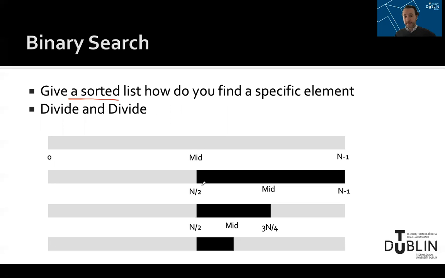And so you split, for example, the right side. You only have half the list now. And then you go, okay, let's find the midpoint of this half list and see if my number is in that part. And you keep on narrowing down further and further. Divide and divide again and divide again.